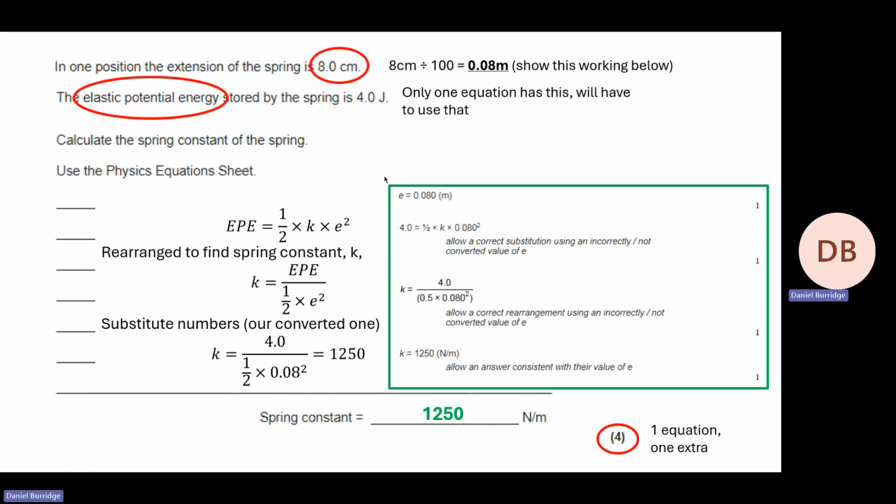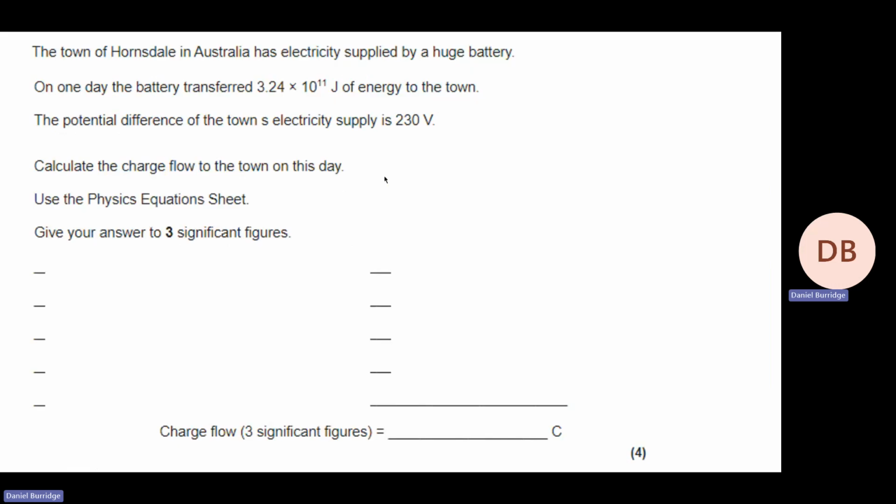I've got another one to go through, which is a similar question, but slightly different. That last one was on energy. This one's on electricity. We're told the town of Hornsdale in Australia has electricity supplied by a huge battery. On one day, it transfers 3.24 times 10 to the power of 11 joules to the town. Potential difference of the town supply is 230 volts. Calculate the charge flow, use the equation sheet.